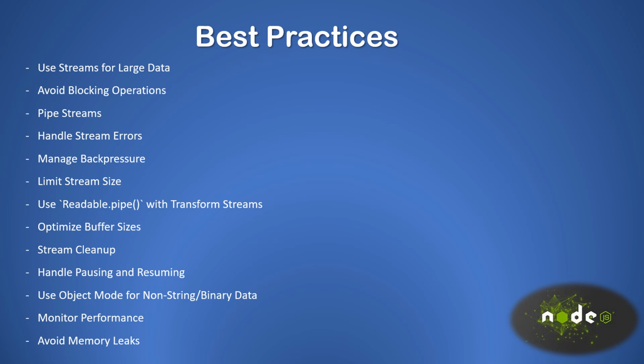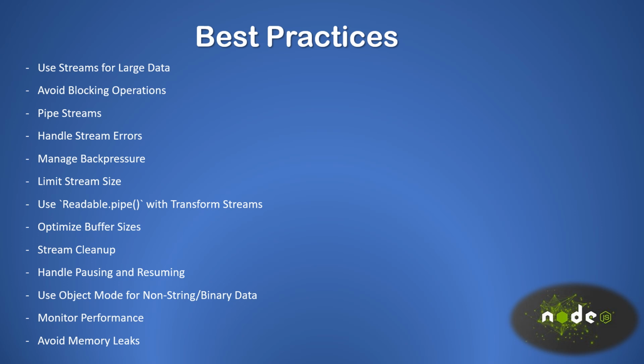Manage back pressure. Back pressure occurs when the writable stream can't handle data as fast as the readable. So use the drain event and check the write return value to control the flow. Then we can limit stream size, like when accepting the input stream from users, you can provide the limit size to prevent memory overload. Then use pipe, readable dot pipe with transform streams. Then optimize buffer sizes based on your use case. By default streams use a chunk size of 16 KB, which is suitable for most cases, but for large files, you may have to give the size accordingly.